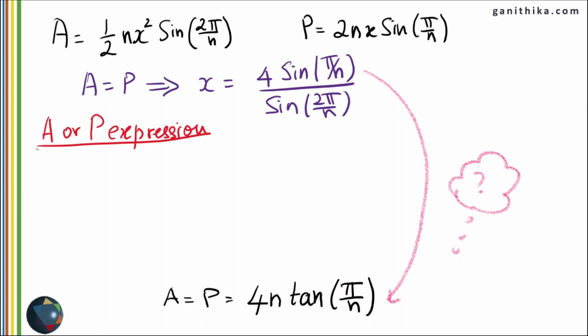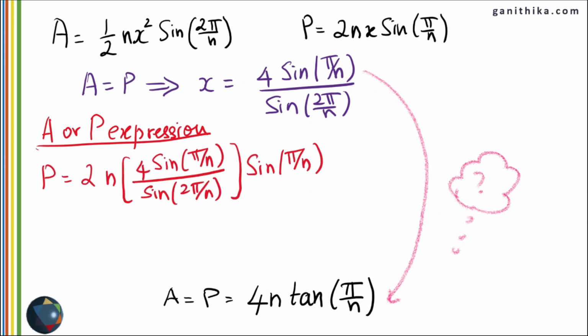We can substitute the x expression into either A or P. It's easy to substitute in P because it has only one x value. So substituting and simplifying, again pause the video here, simplify and see if you can come to the conclusion that A equal to P equal to 4n tan pi over n.